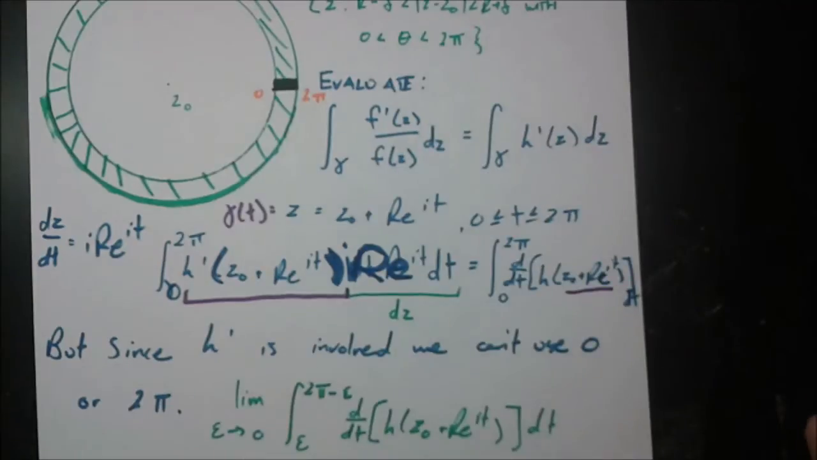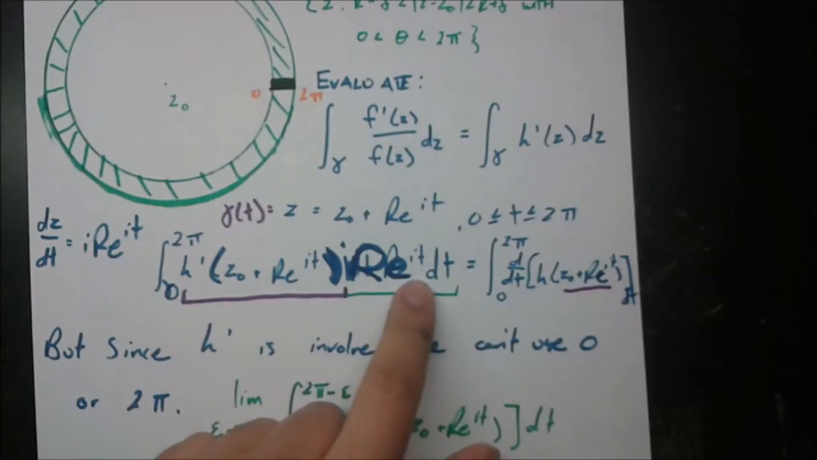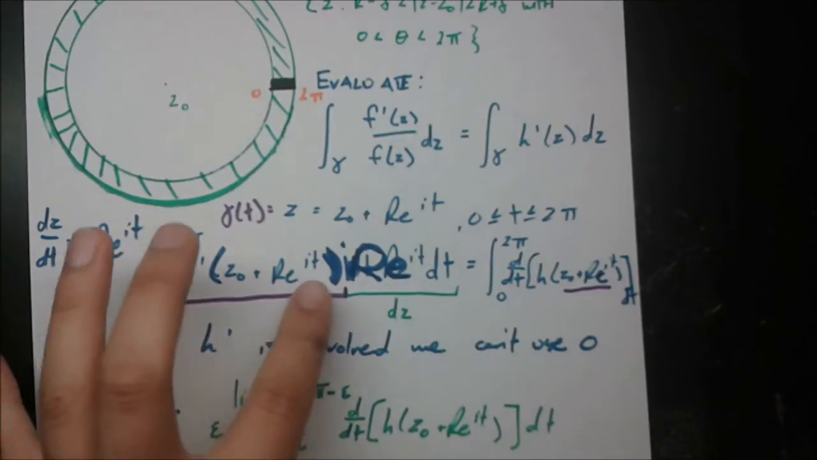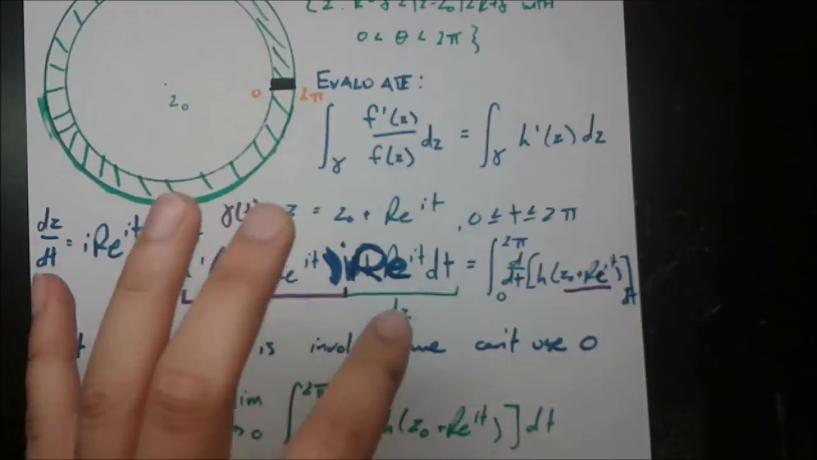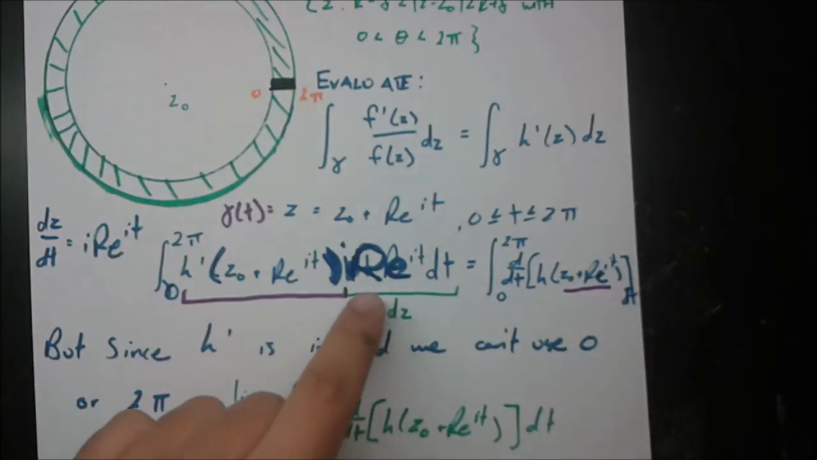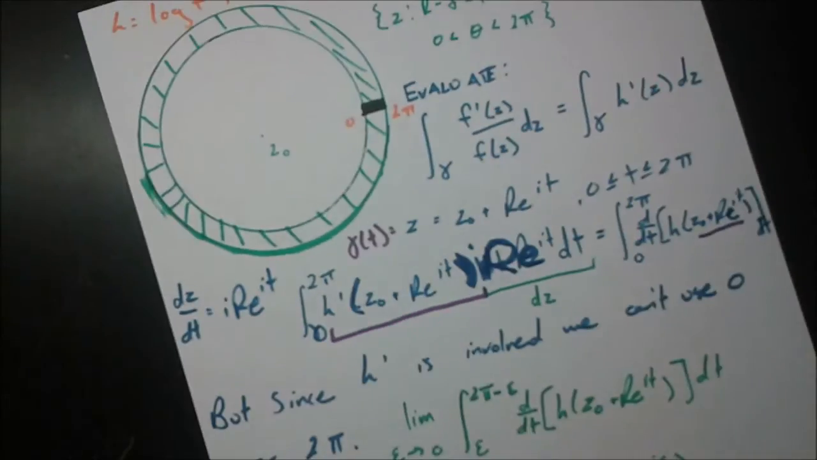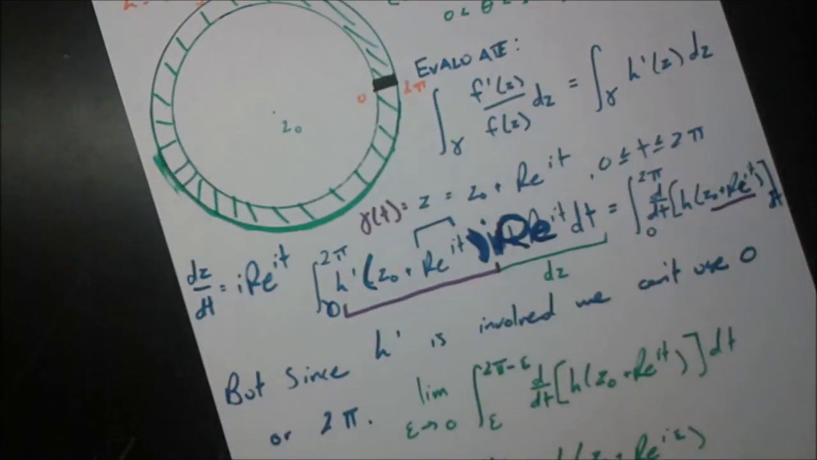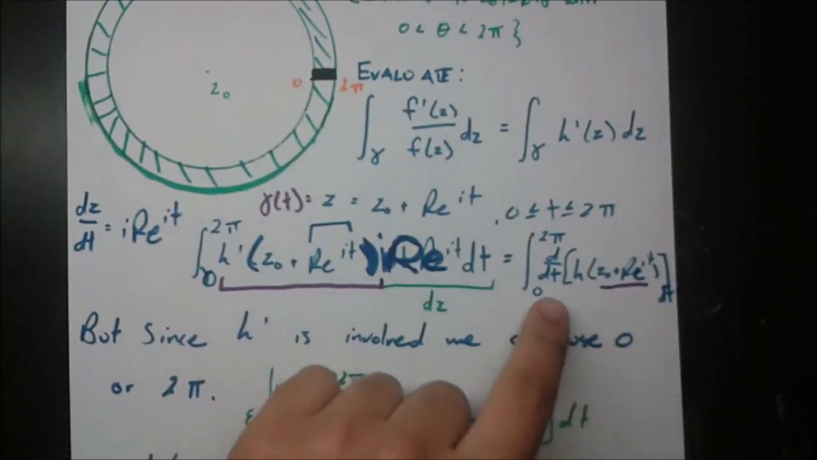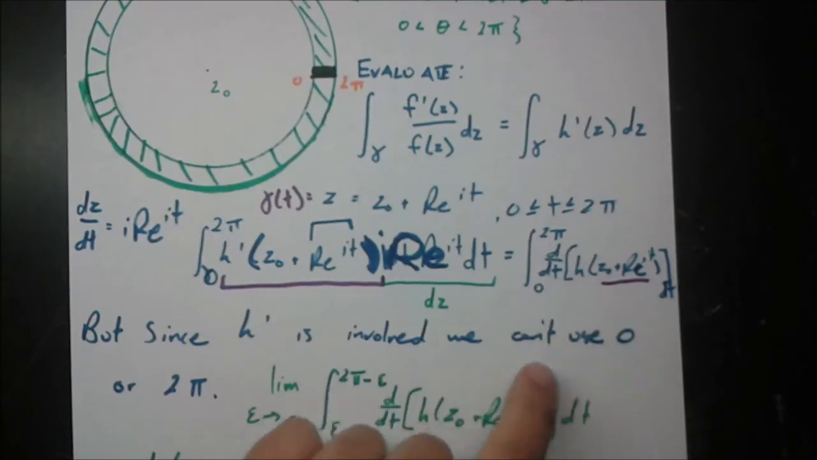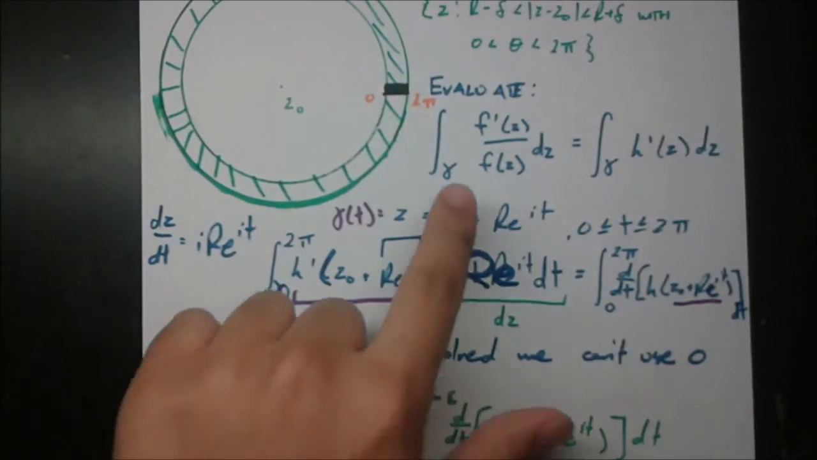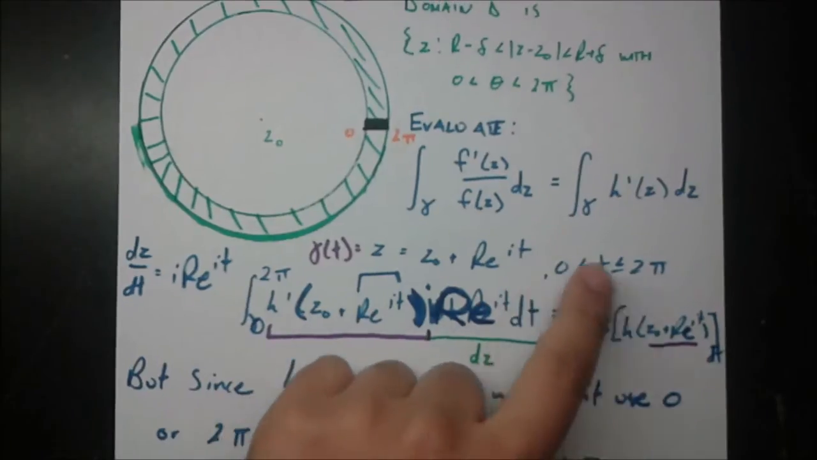So that's good. Now we can simplify this even further, because look what we have here. We have h prime of this quantity times ir e to the it dt. And what is ir e to the it? That's going to be the derivative of this quantity right here with respect to t. So we can compact this. We can write this as an integral from 0 to 2 pi. Remember that we have changed the limits now because the limits of gamma with respect to t were 0 and 2 pi.